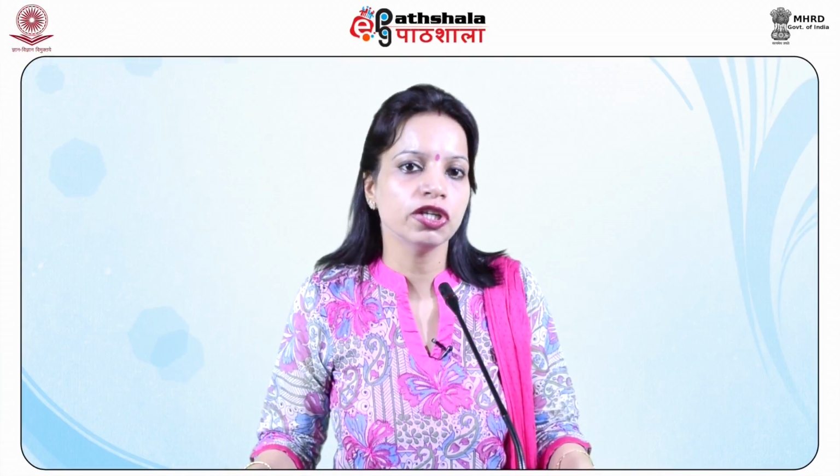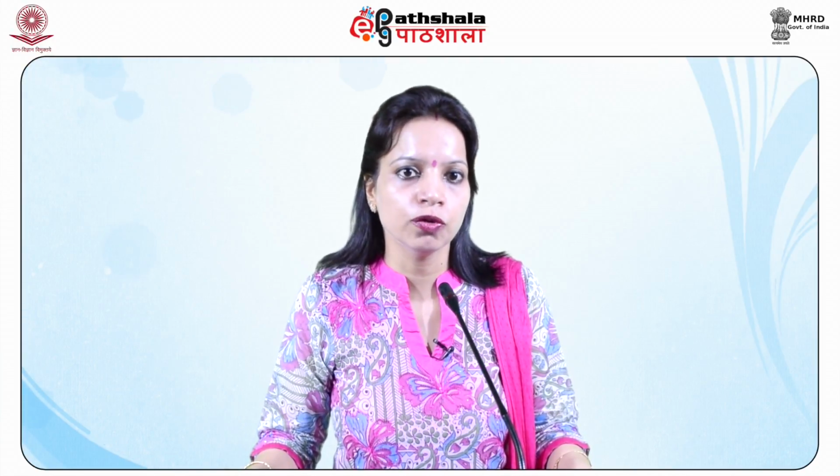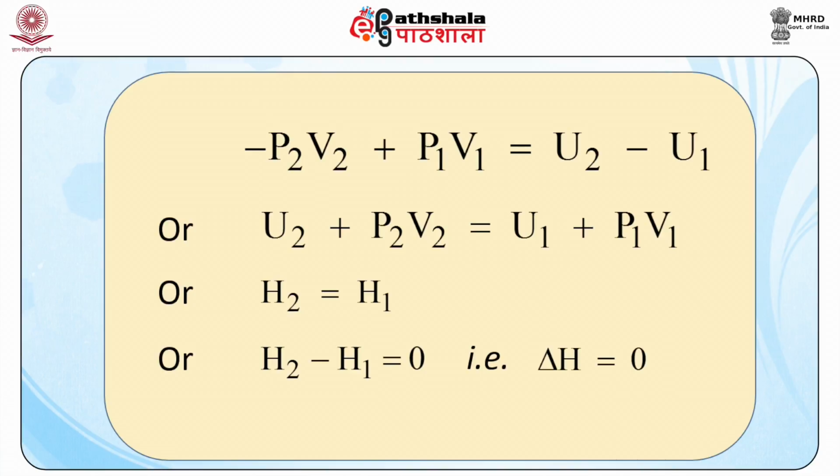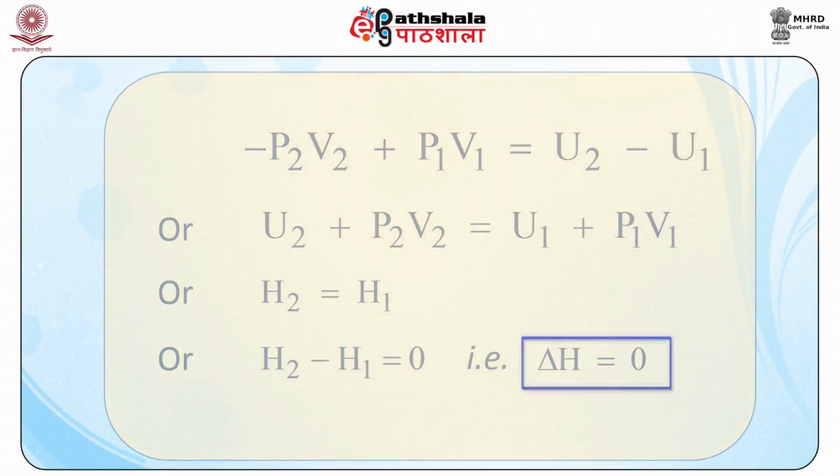Let the internal energy of the system change from U1 to U2. Therefore, minus P2 V2 plus P1 V1 is equal to U2 minus U1, which further gives U2 plus P2 V2 equal to U1 plus P1 V1, which is equivalent to H2 equal to H1 or delta H is equal to 0.